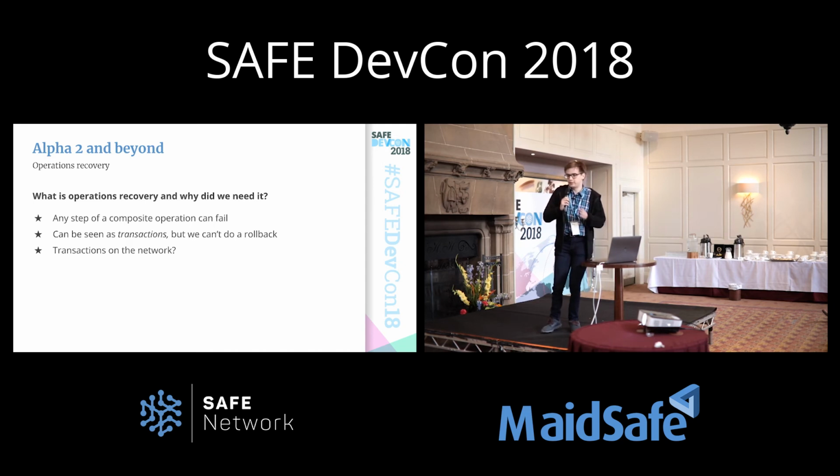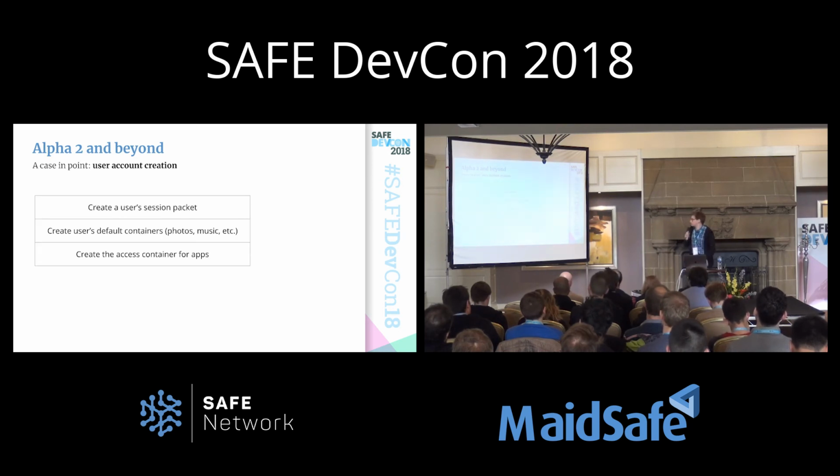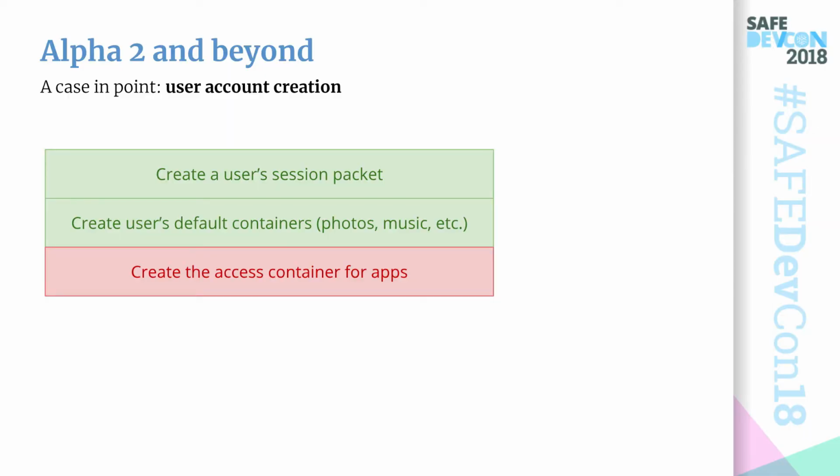So this problem by itself can be solved by applying transactional thinking. Take the case of user account creation: first we create a user account session packet, then we create default containers, and this all looks like a single operation. But what if we have created a session packet successfully, then created the default containers, but at the step of creating the access container, which holds the information about applications on the network, we fail?